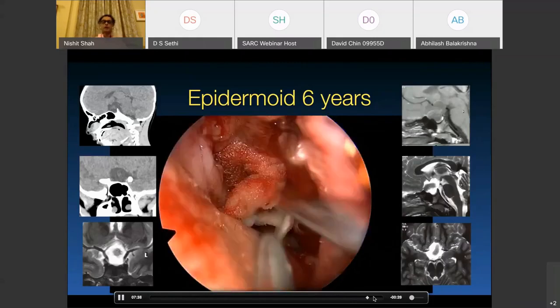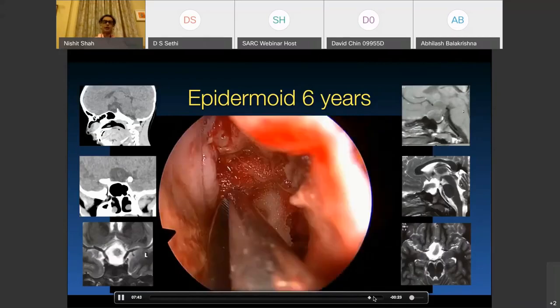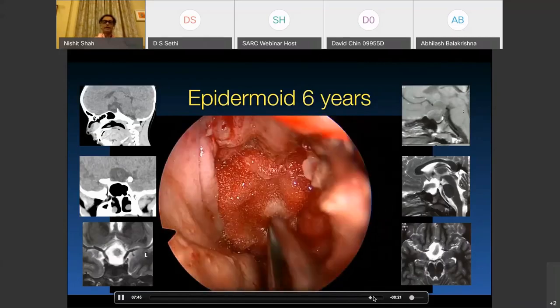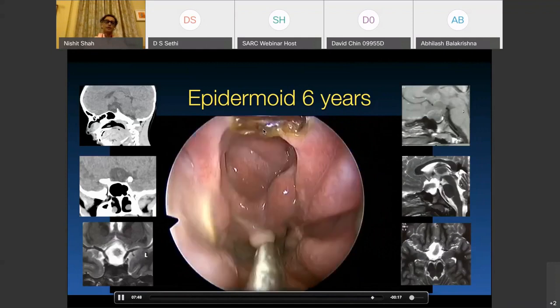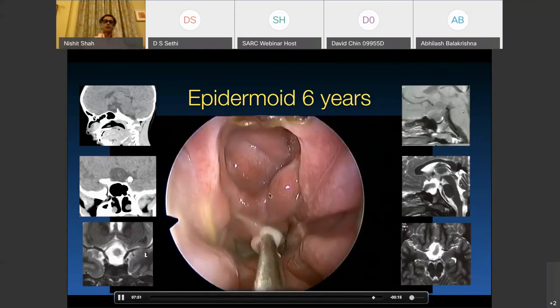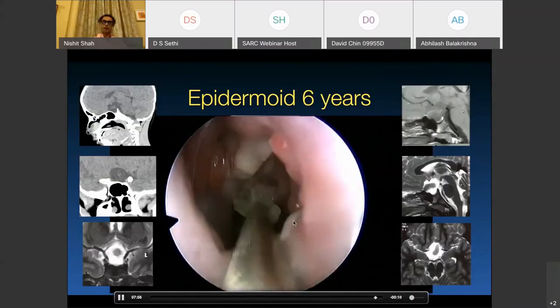Course was uneventful. At the end of 6 days, packs were out, child was mobile, and we had a look post-op, a little bit of crusting there. But the flap had taken well, no CSF leak, everything good. And so on day 8, we sent him home.